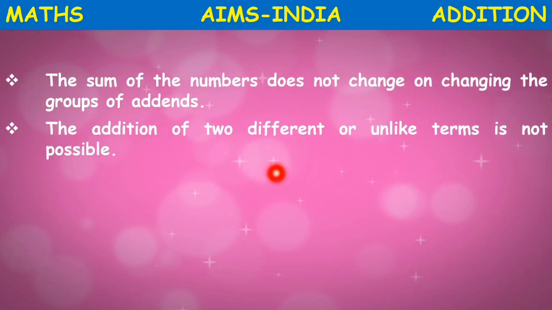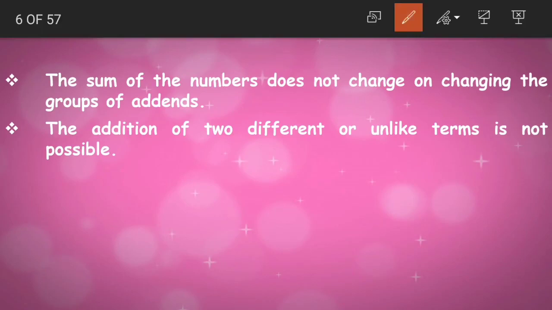Again, whatever may be the group, the sum will never change. It means the final answer we get on addition will always be the same. The addition of two different or unlike terms is not possible.